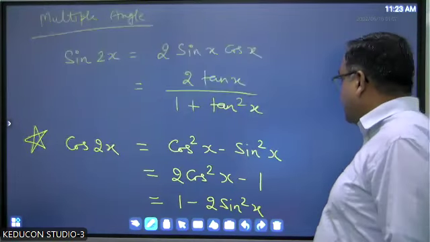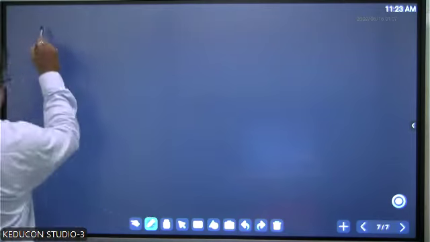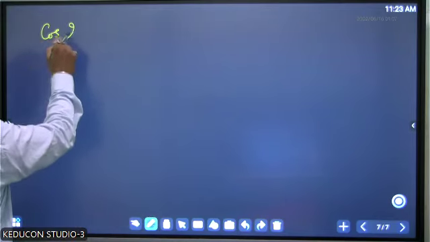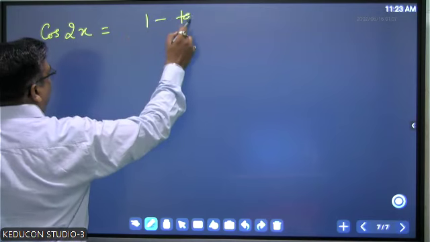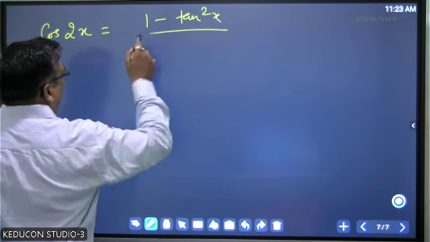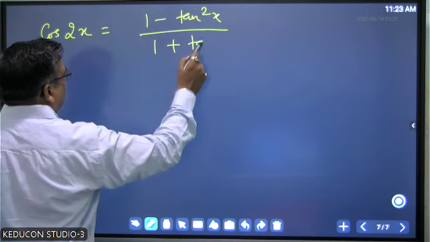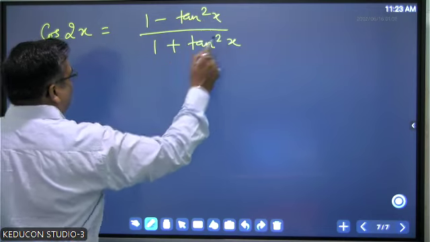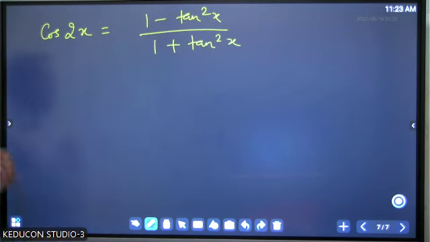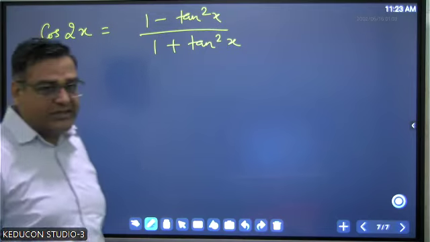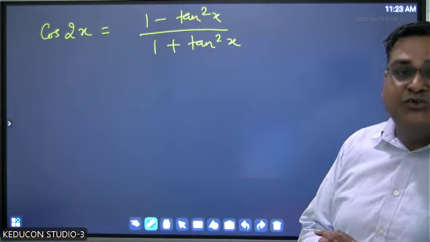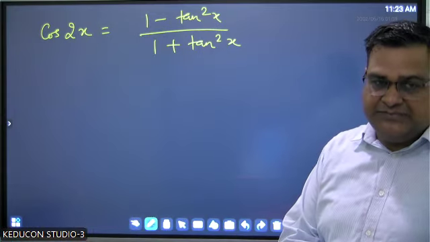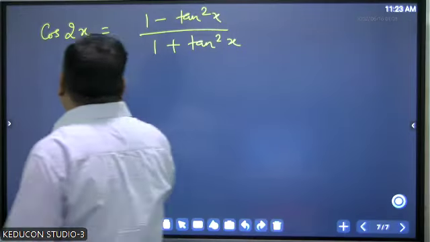Apart from these 3, there is one more formula for cos 2x, that is 1 minus tan square x over 1 plus tan square x. Right, students? This is the fourth formula for cos 2x. Now, I was telling you that this is the most important formula. We have done 2 formulas for cos 2x.